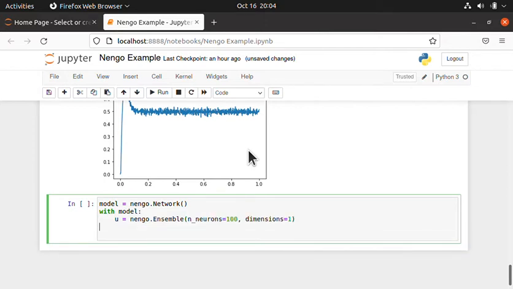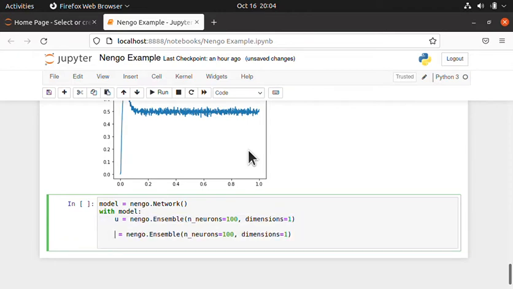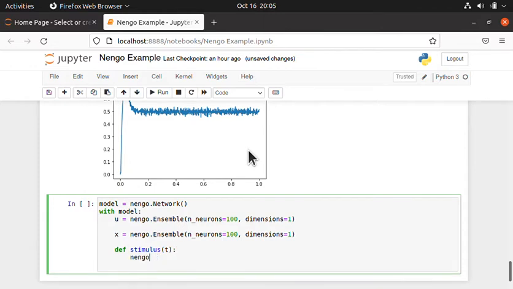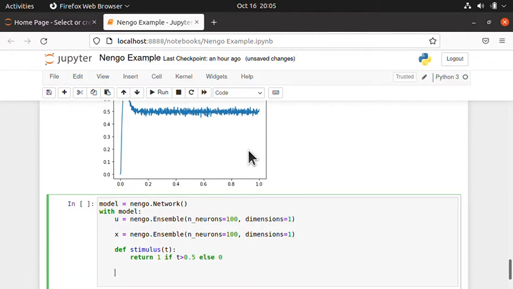That's my population representing U. Here's my population representing X. I guess I'm going to need some sort of stimulus so that I can feed that in. So the stimulus for U is going to be a function of time. What am I doing? Return 1 if t is greater than 0.5, else 0. So again, we're just going to do a sudden jump as my input.